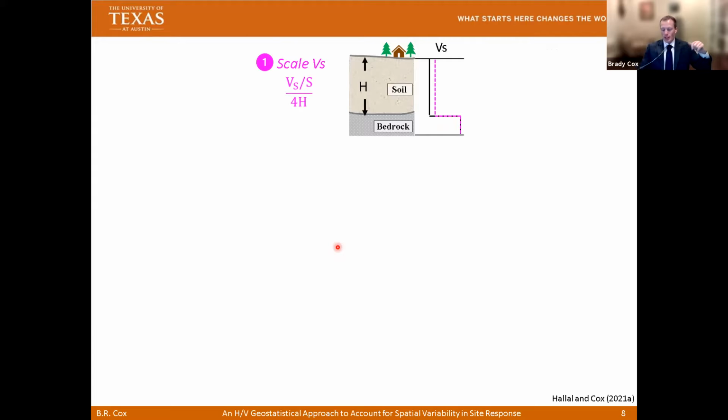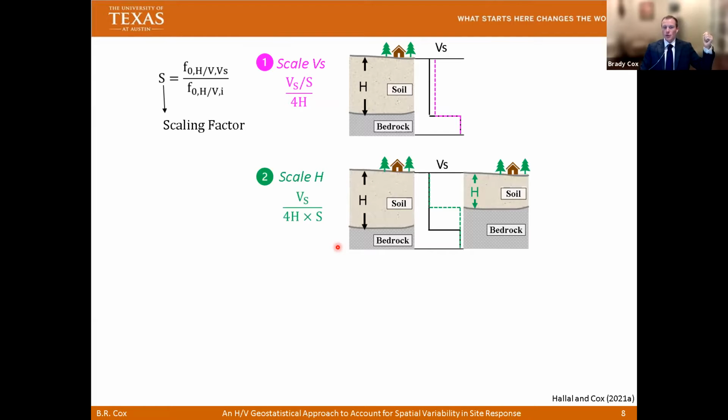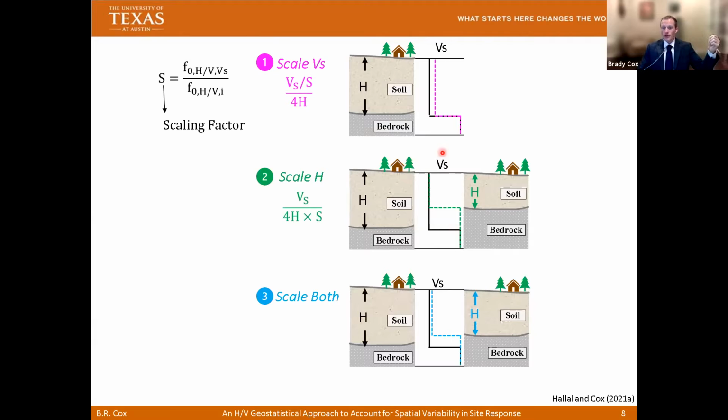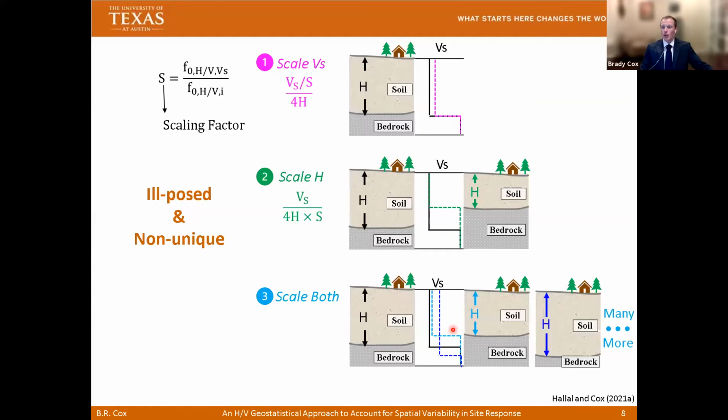You could increase or decrease the shear wave velocity profile to change the fundamental site period, and then develop a scaling factor. You could also change the thickness instead of changing the stiffness. So you could raise or lower this impedance contrast boundary, and that would change the fundamental site frequency implied by the shear wave velocity profile. You could change both the shear wave velocity and the thickness of the soil, and that would also change the fundamental site frequency. In fact, there are many, many options, and it's really an ill-posed and non-unique process.